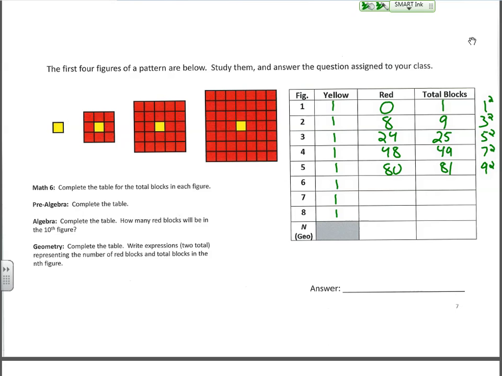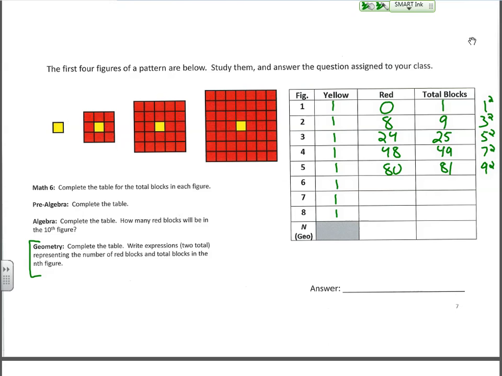For geometry, I'm not having you make a graph for this one. You need to complete the table and then write 2 expressions, one that represents the number of red blocks in each figure, and one that represents the number of total blocks in each figure. The purpose that your expression serves is that if I ask you for the number of total blocks in the 20th figure, rather than having to complete this table all the way down to figure 20, you should be able to plug 20 into your expression, and the answer should be the number of total blocks in that figure.